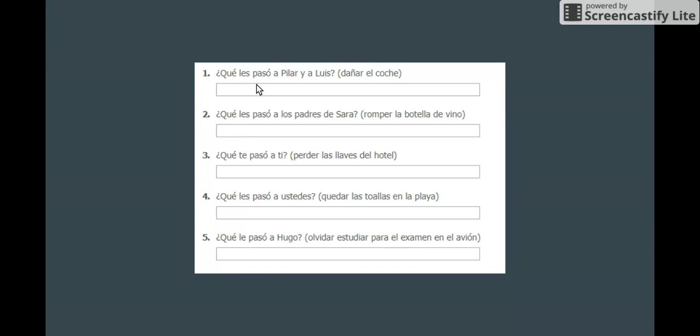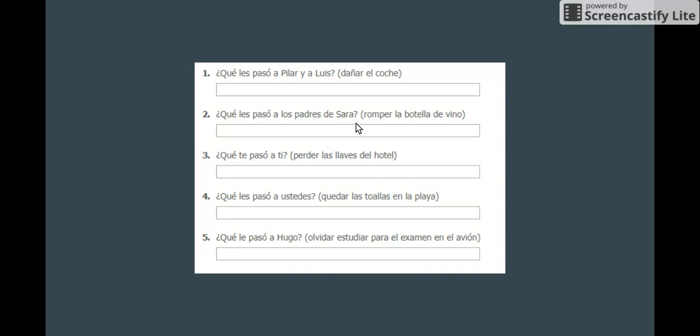In this one, you answer these questions with what's in parentheses, but you put it into the se form with unplanned events. So, ¿qué les pasó a Pilar y Luis? Dañar el coche. Well, we would have se to convey that the car broke itself. To whom did it happen? Pilar y Luis. So ellos, the indirect object pronoun for that is les. So se les dañó el coche. Dañó because el coche is singular.